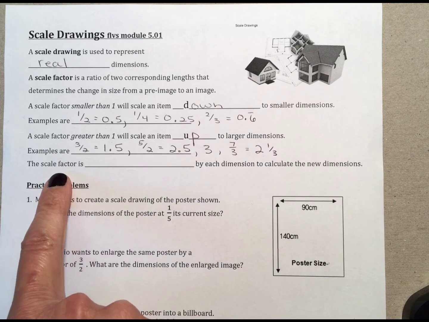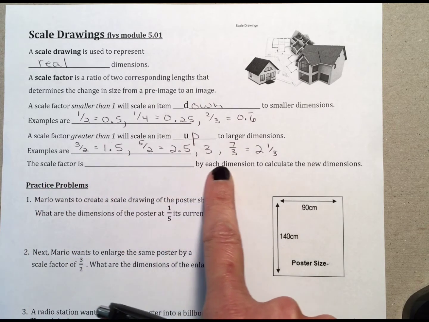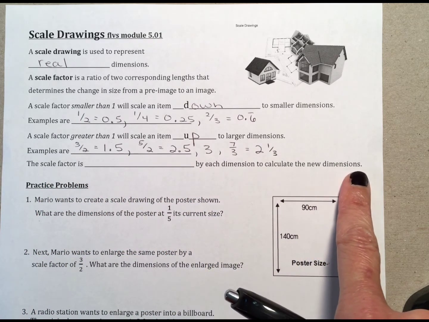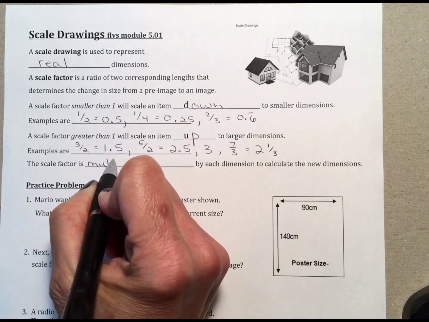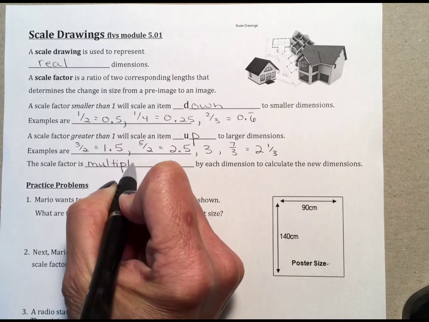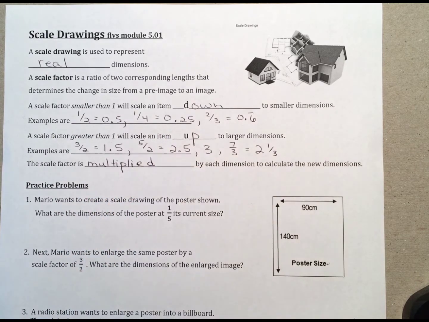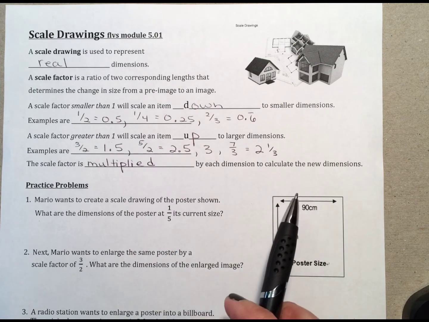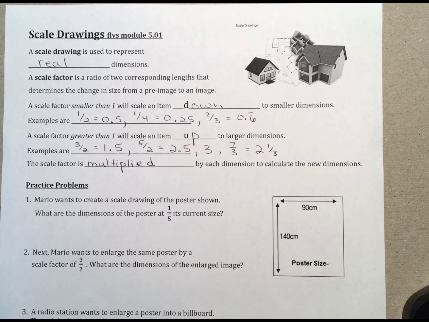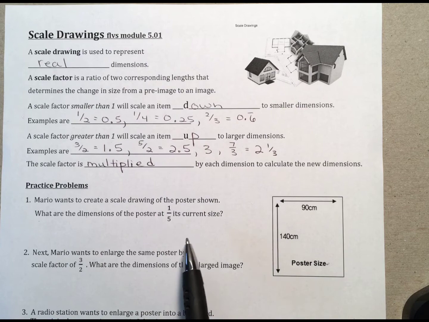So when we're using this, the scale factor is multiplied by each dimension to calculate the new dimensions. And as we start working through these problems, we're going to use that scale factor to multiply on each side to find the new dimensions, whether it's an enlargement, getting bigger, or a reduction, getting smaller.